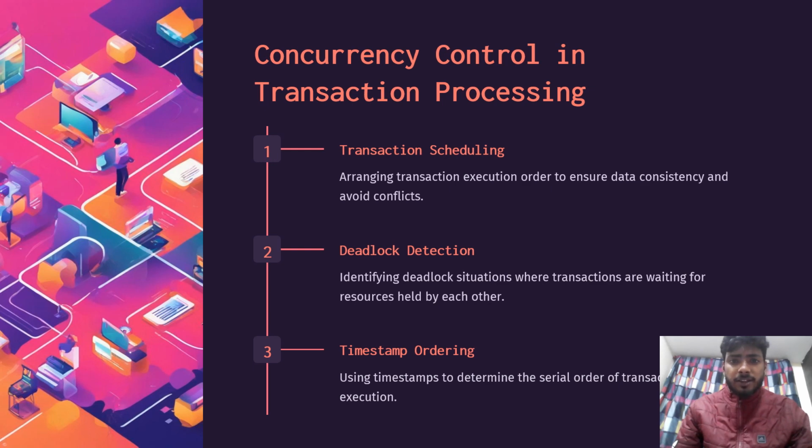Concurrency control in transaction processing. Transaction scheduling: arrangement of the transaction execution order to ensure data consistency and avoid conflicts. Deadlock detection: identifying deadlocks, situations where transactions are waiting for resources held by each other. Timestamp ordering: using timestamps to determine the transaction execution order.